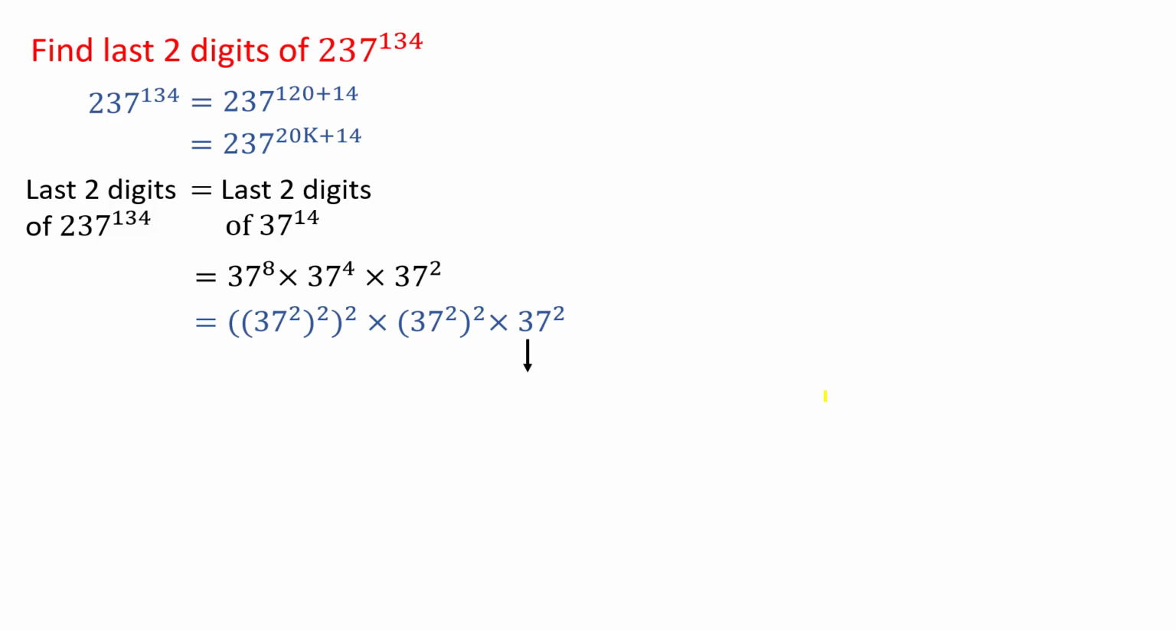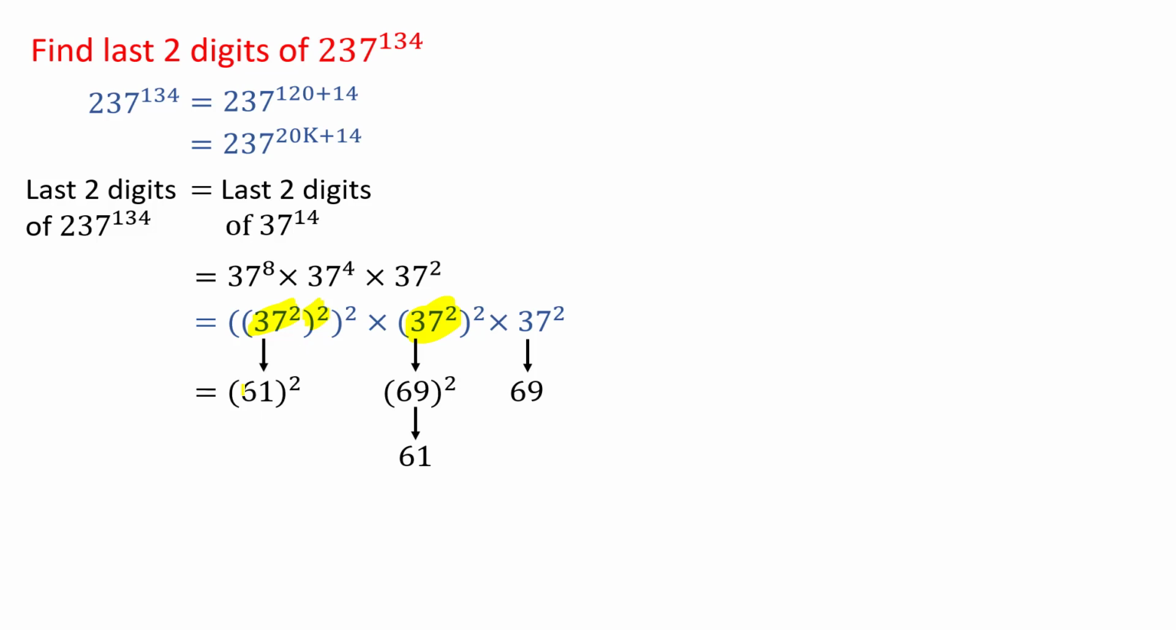Now we know that 37 square ends with which two digits? Take the difference of 37 with 50, the difference is 13. 13 square is 169, so the last two digits of 37 square are 69. We can replace 37 square with 69, so this becomes 69 square. 69 square ends with what? Take the difference of 69 with 50, the difference is 19. 19 square is 361, so the last two digits are 61. So 37 square, bracket square, ends with 61, and we can replace it with 61.